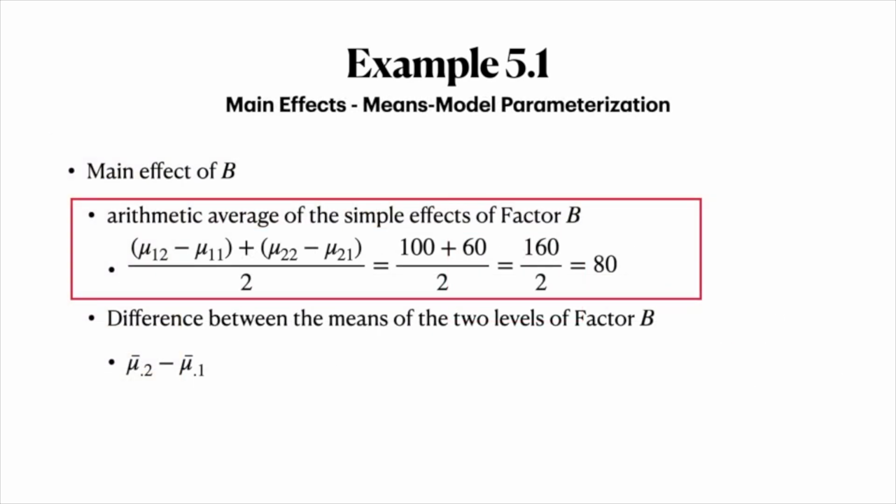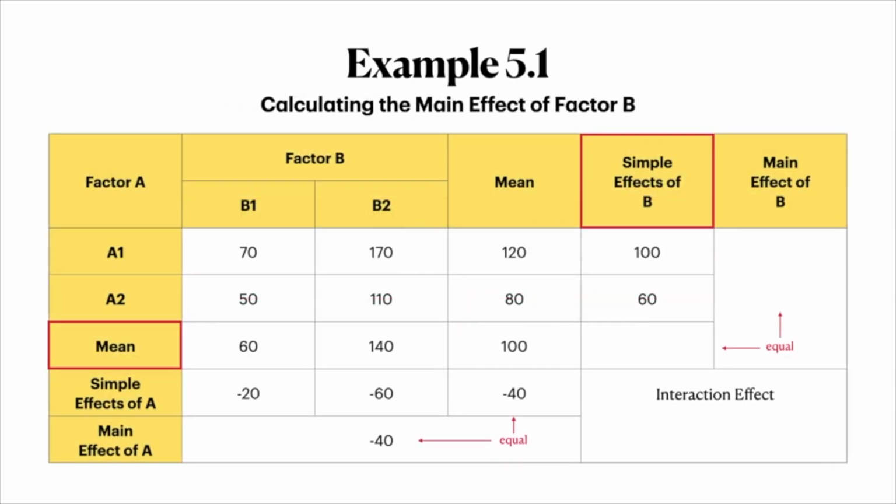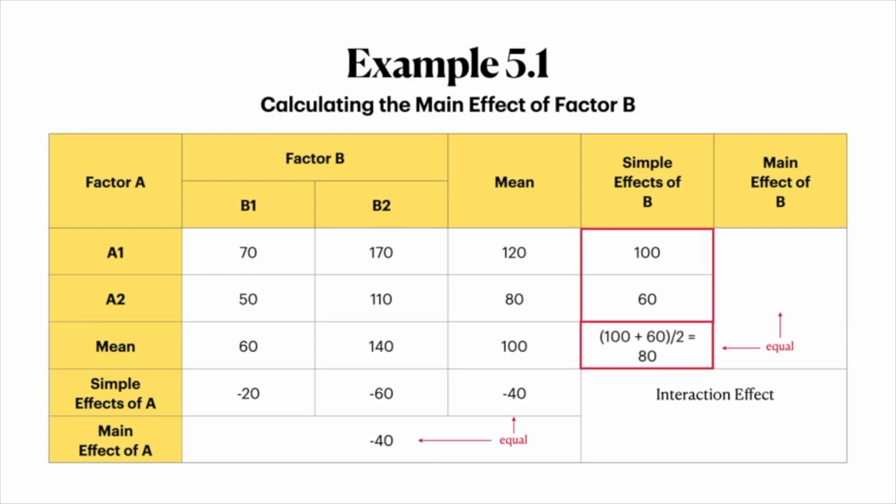Similarly, we can calculate the main effect of B first as the arithmetic average of the simple effects of factor B. The simple effects of factor B were found to be 160, and so when we average those, we get 80. This also has a particular location in our two-way table where it's going to go. We're calculating the mean of the simple effects of B, and so that's going to go in that cell right there. So the mean of 160 is 80.